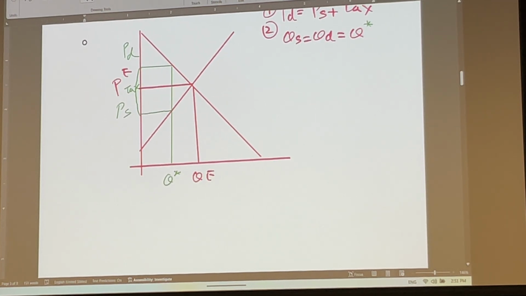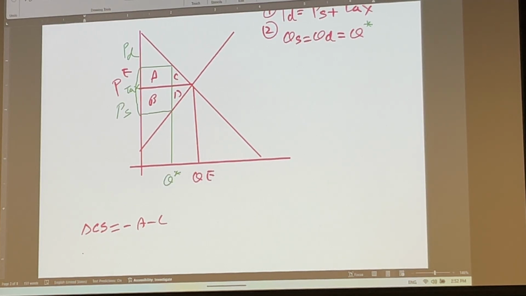So what's the change in the consumer surplus? The consumer surplus was this before. Now it becomes this. So consumer loses A and C. They lose A because they pay a higher price. They lose C because they buy less. But nobody likes the tax on the consumer side.